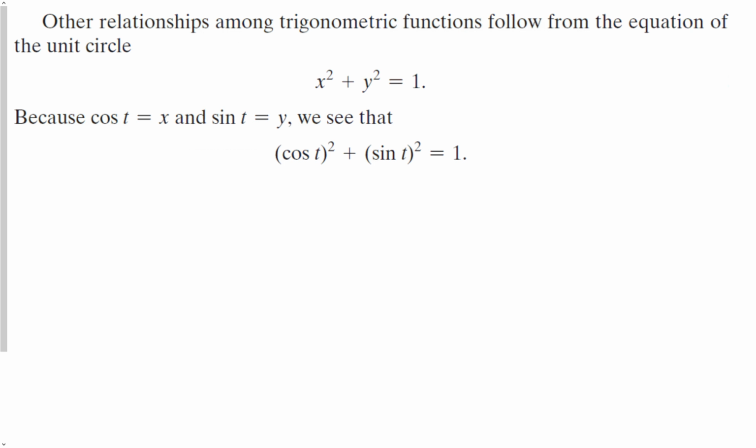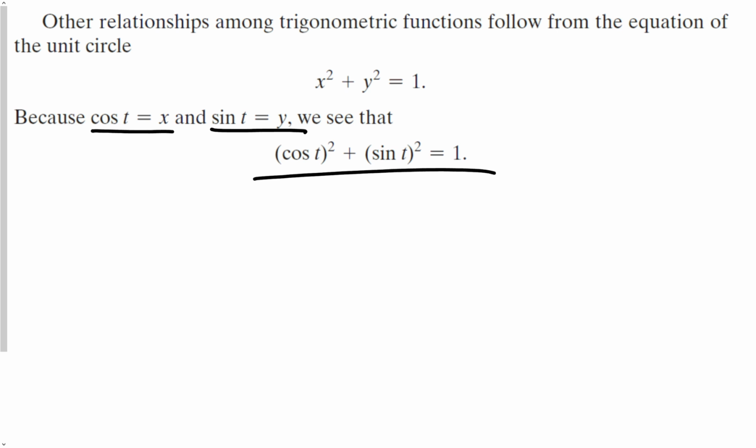There's some other relationships that allow us to work with these functions a little bit more. One of them comes from the basic equation of a circle. Remember way back in the beginning, we said that the equation of this circle was x squared plus y squared equals 1. And because we now know that these two are related, we now have this identity, that the cosine of t squared plus the sine of t squared is equal to 1.